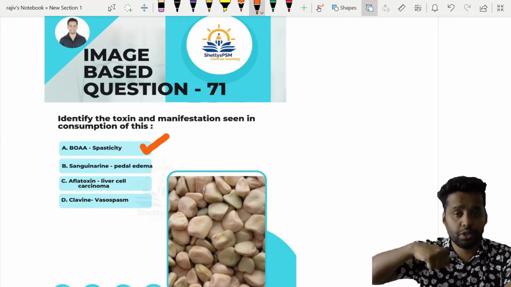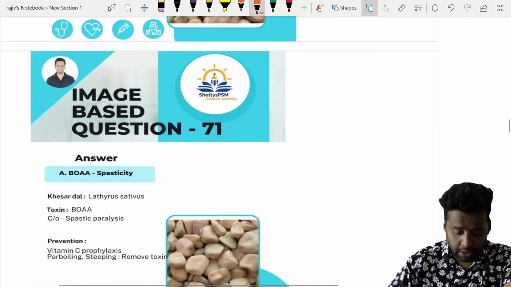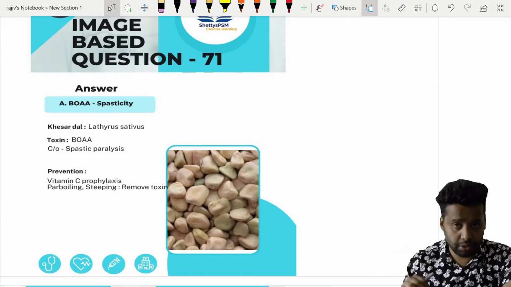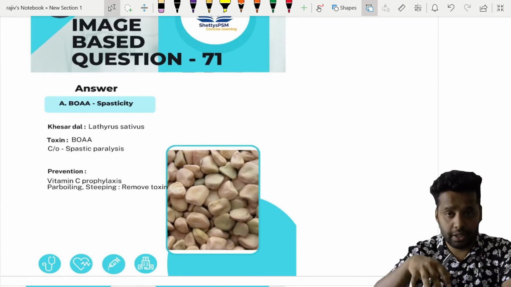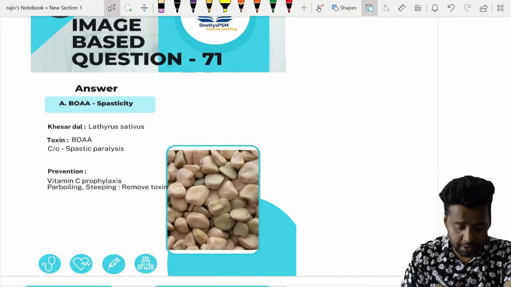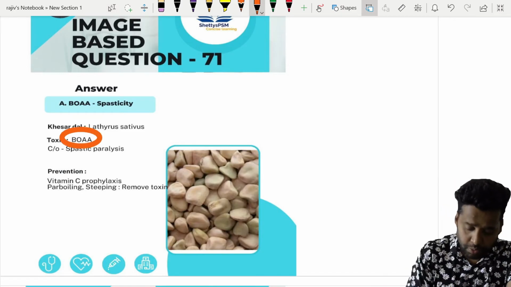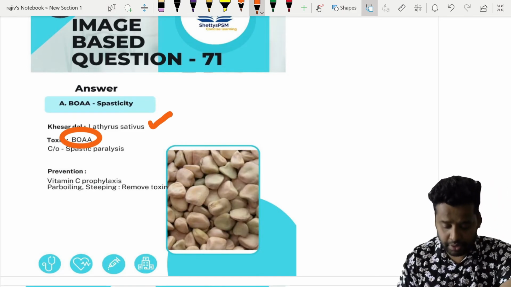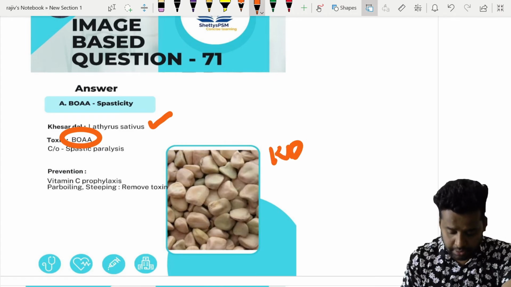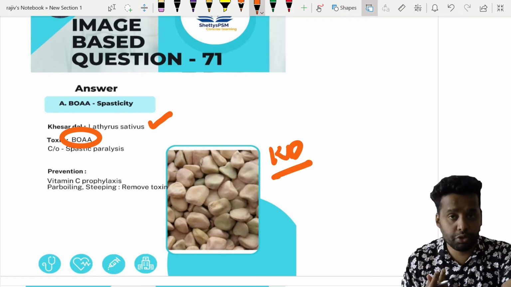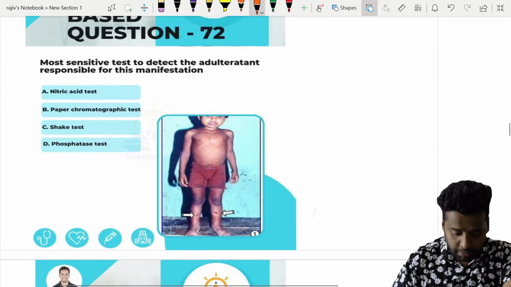One stick, two stick, and crawler stages, what you'll be seeing in neurolathyrism: one stick, two stick, and they need crawlers to move from place to place. That is due to this toxin BOAA, which is present in Lathyrus sativus, kesar dal. What vitamin is used for prevention? Vitamin C can be used.